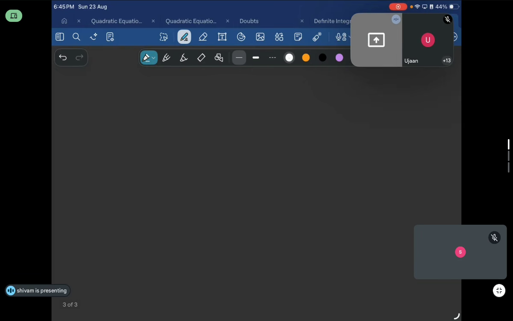Okay. So not only with respect to the horizontal strip you can find out the area, but you can find out the area with respect to the vertical strip as well. x dy.